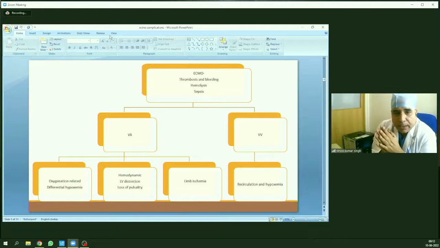So the ECMO complications can be divided into those which occur whether we are putting a patient on VA ECMO or on VV ECMO. It is just related to the patient being put on extracorporeal circulation, and this could be thrombosis, bleeding, hemolysis, and infection and sepsis. There are certain complications which are related particularly to the VA. This could be oxygenation related, like differential hypoxemia. This could be hemodynamic compromise, left ventricular distension, and loss of pulsatility. Limb ischemia is a quite grave complication. And there are certain complications which are related specifically to the VV ECMO, and this could be recirculation and hypoxemia.